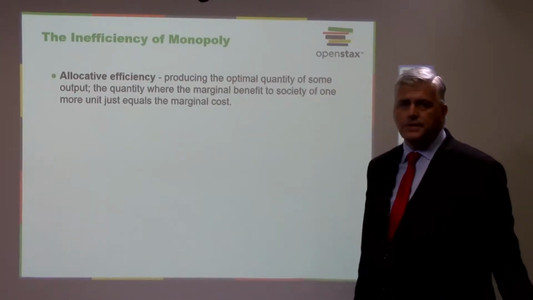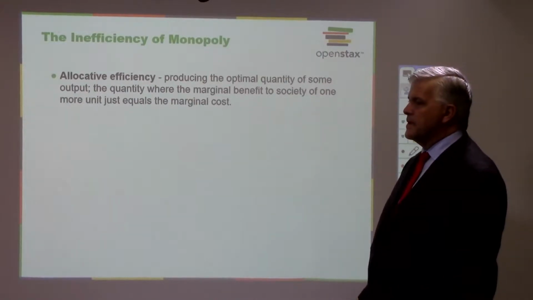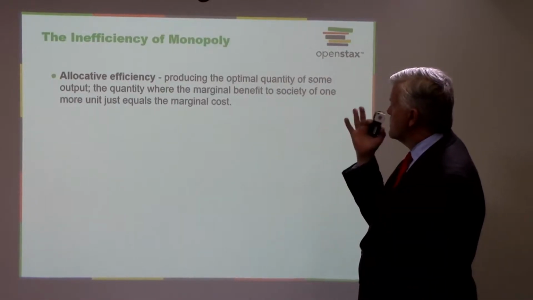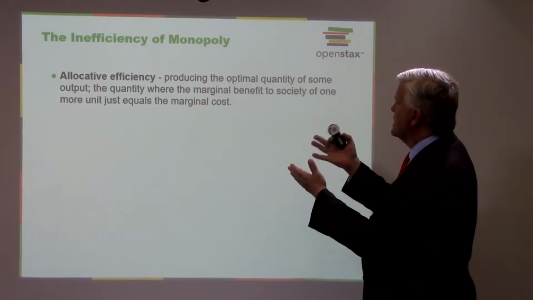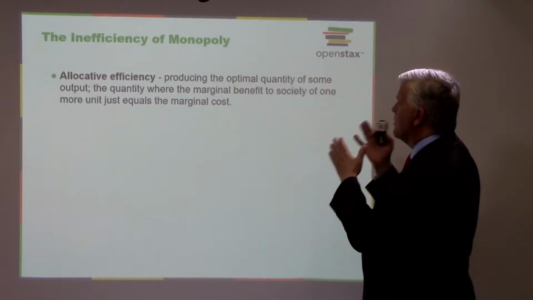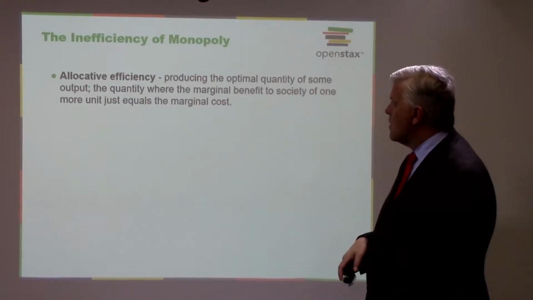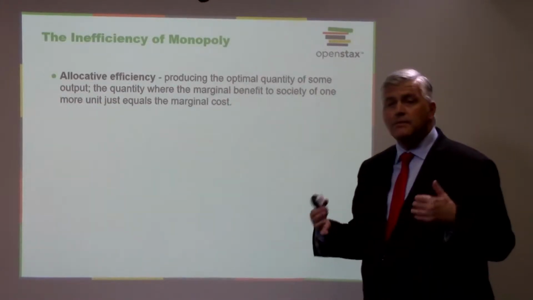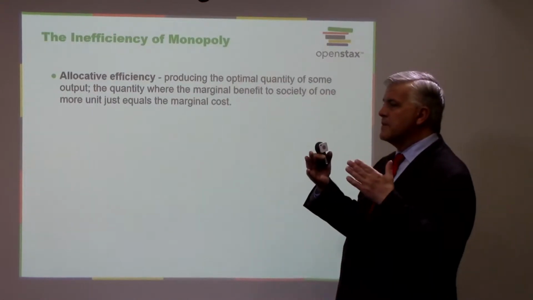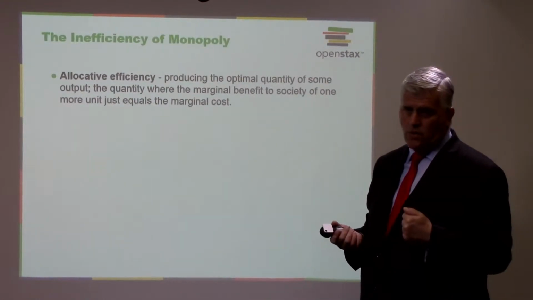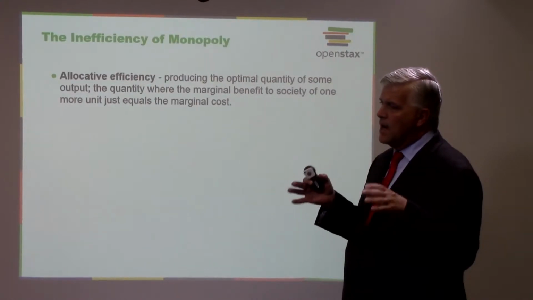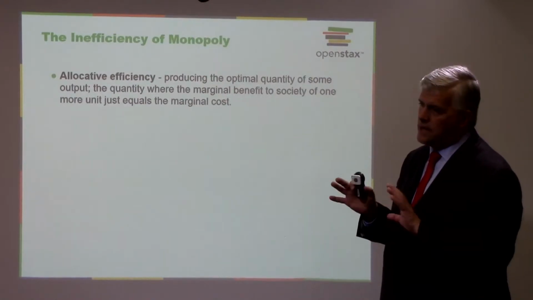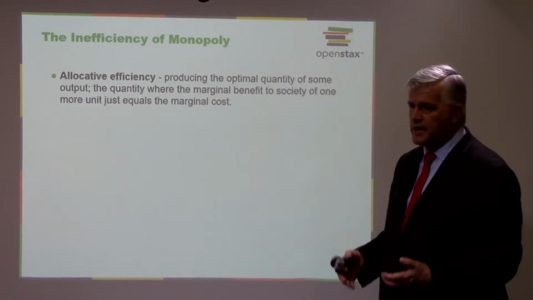So there are some inefficiencies in monopoly, as you no doubt probably have guessed, right? That is, there's allocative efficiency issues. Producing the optimal quantity of some output is where the marginal benefit to society of one more unit just equals the marginal cost of that unit. Well, it turns out that in monopoly, we don't have that case because we have the price being way above the marginal cost. And that means that the monopolist actually finds it in its interest to produce less output than would actually prevail in a perfectly competitive market.